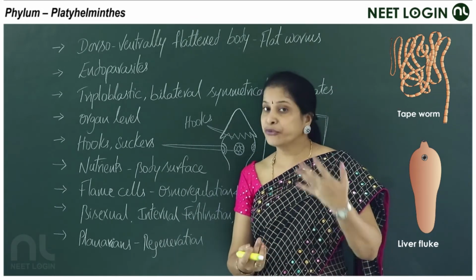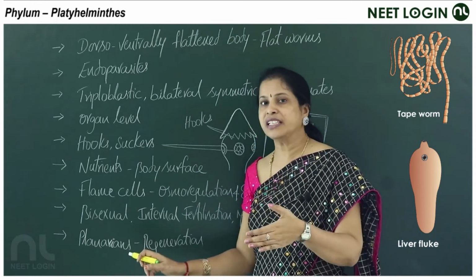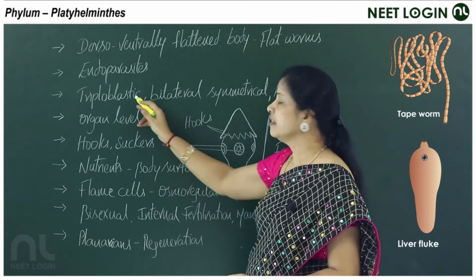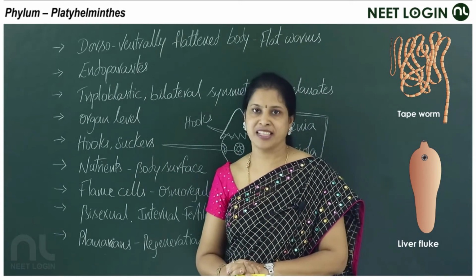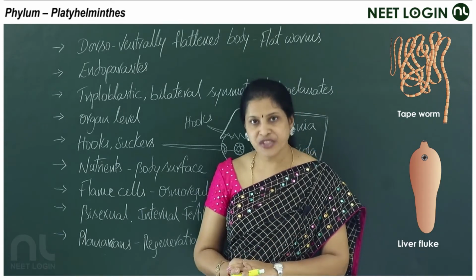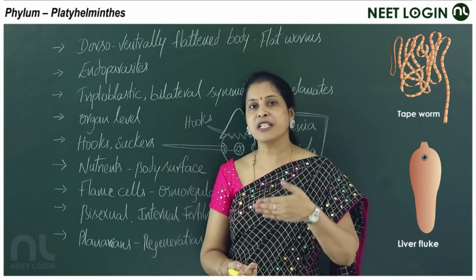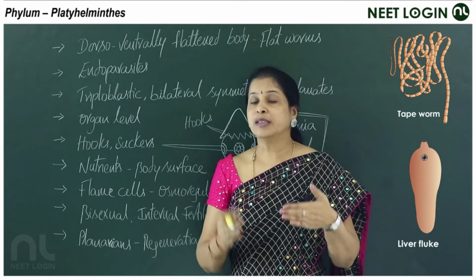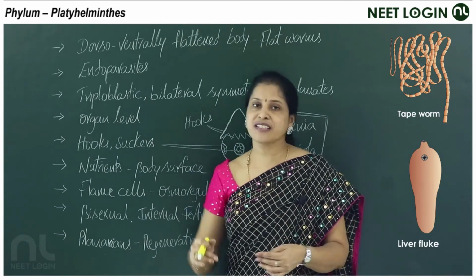But a few free living forms are also there, like planarians, which are the free living members of Platyhelminthes. And coming to their descriptive features, these are the first triploblastic animals. Triploblastic means their body is made up of 3 germinal layers: the outer ectoderm, the middle mesoderm, and the inner endoderm. In the previous classes, I told you the mesoderm in triploblastic animals is responsible for the complexity of organisms.